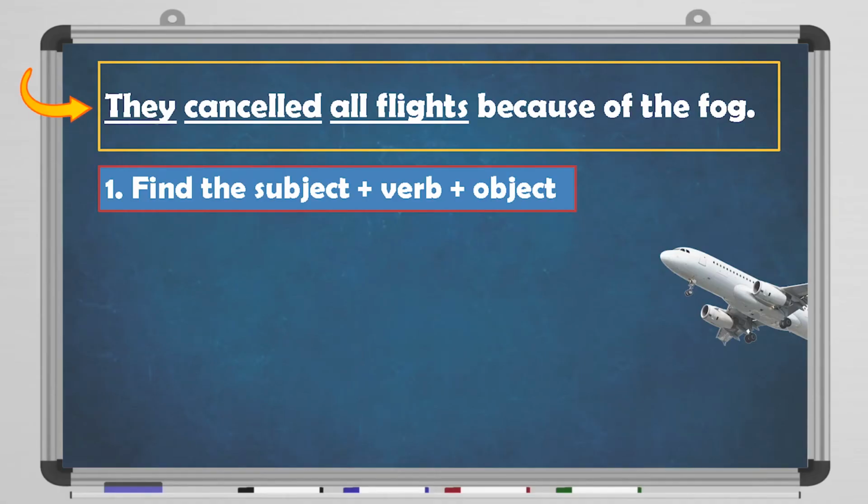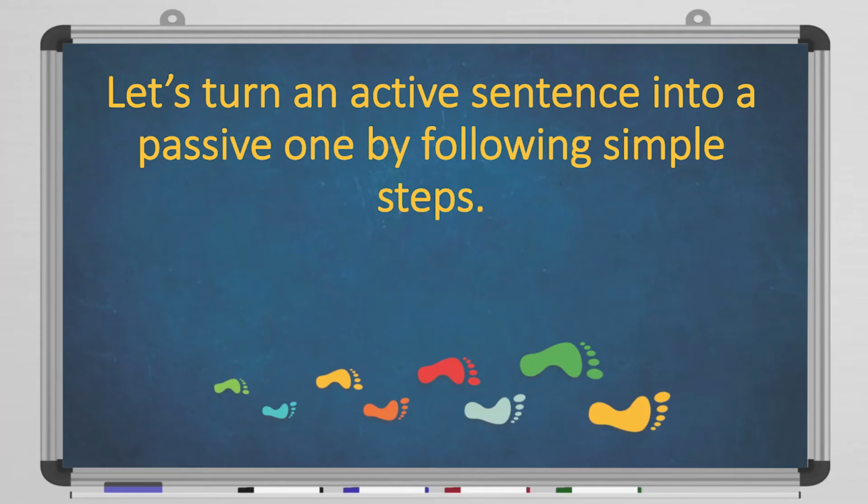They cancelled all flights because of the fog. Okay, this is an active sentence. Now, let's underline the subject, the verb, and the object. They is the subject, cancelled is the verb, and the object is all flights. If I want to choose the proper verb to be, I have to look at the verb in this sentence before I choose any verb to be.